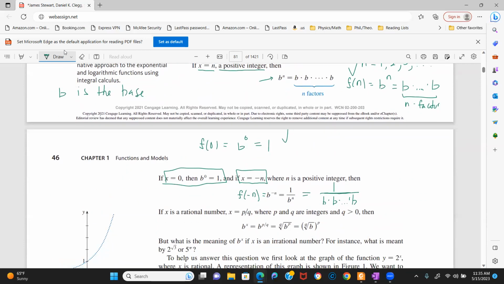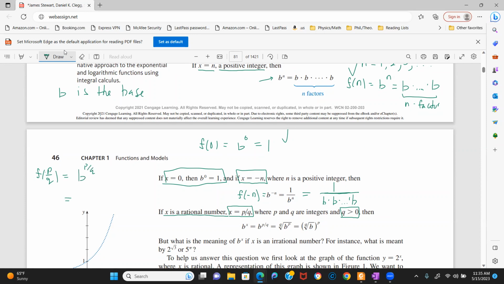And we can even do rational numbers. That's not a problem either. If x is a rational number, it's going to be of the form p over q, where p and q are integers, and we can assume that q is positive for a moment. So let me write this on the side. f of p over q is going to be b to the p over q.